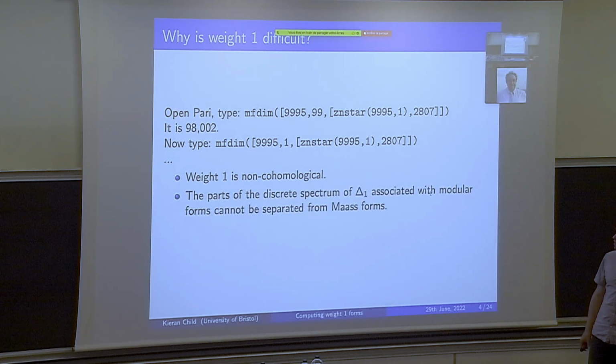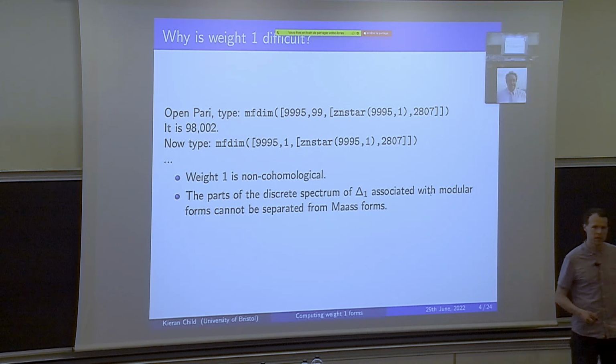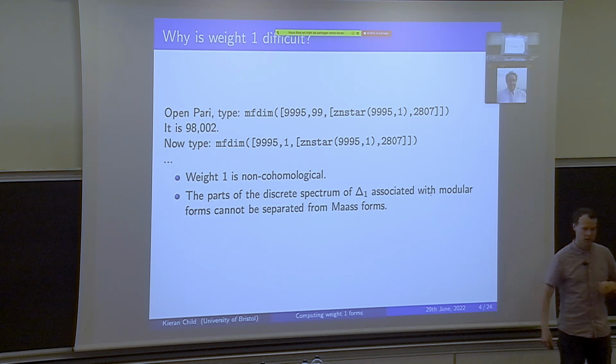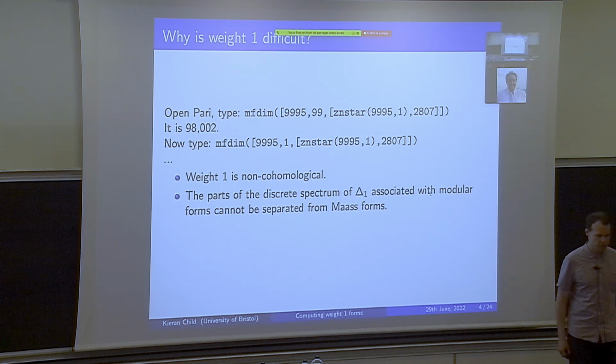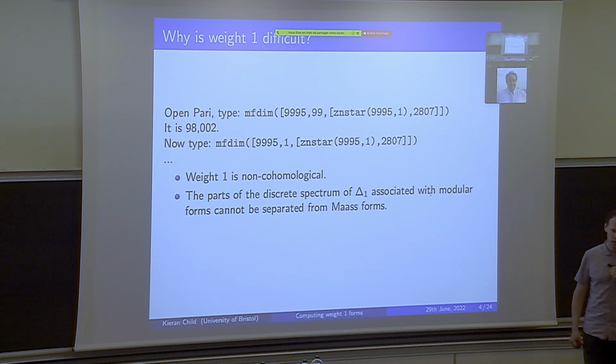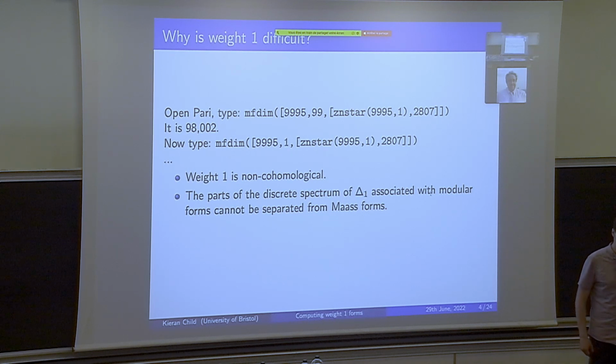Secondly, the discrete spectrum of the Laplace operator in weight 1. We can't separate modular forms from Maass forms. Maass, of course, had these raising and lowering operators that can raise or lower the weight by 2. Whenever the weight is at least 2, we can use the lowering operator because it annihilates everything associated with a modular form. So if we want weight at least 2, we can use the Eichler-Selberg trace formula and get everything we want by comparing with this lowering operator.